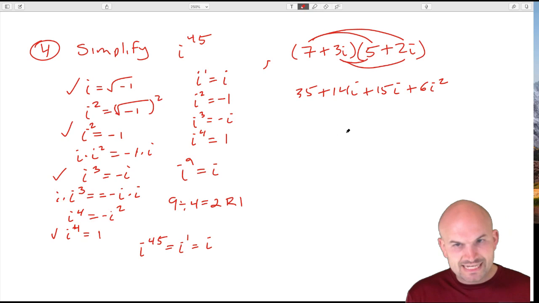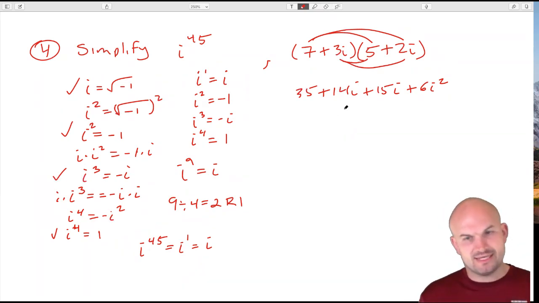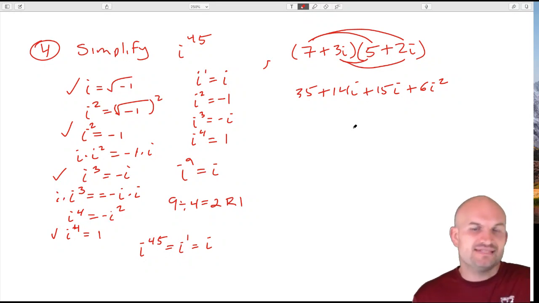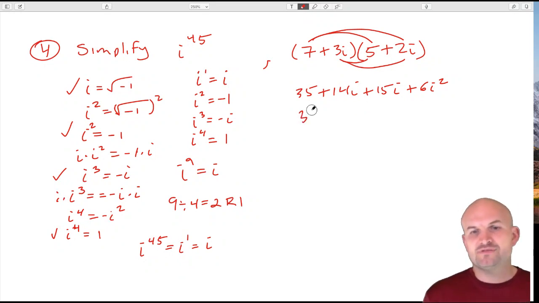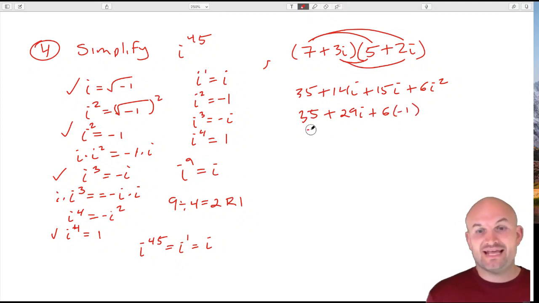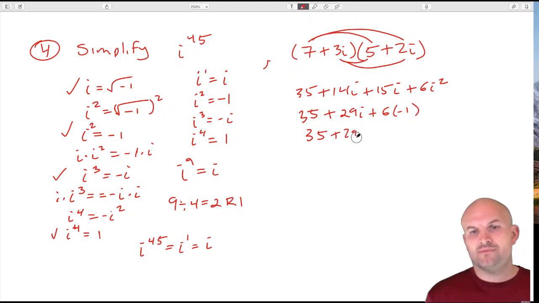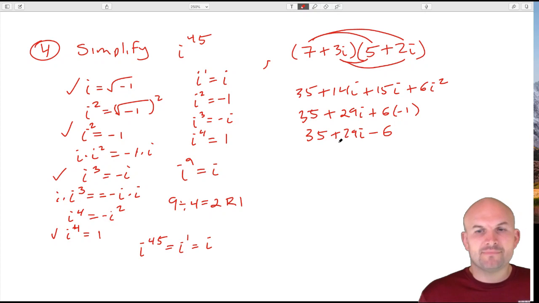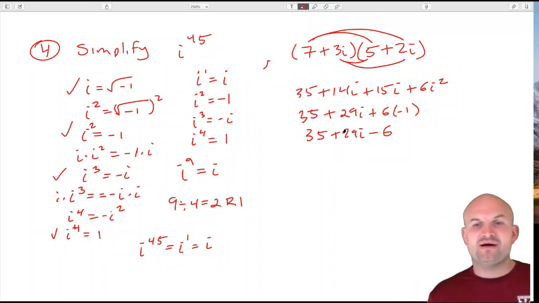Just remember, guys, we can treat i like a variable, even though it's not a variable, when combining like terms. You have 14i and 15i, you can combine those. So therefore, this becomes 35 plus 29i, and then plus 6 i squared. Now remember, i squared is negative 1, so that's going to turn into a negative. I'm just showing my work here because sometimes I like to force myself to. So I get a negative 6, and then 35 minus 6 is going to be 29.